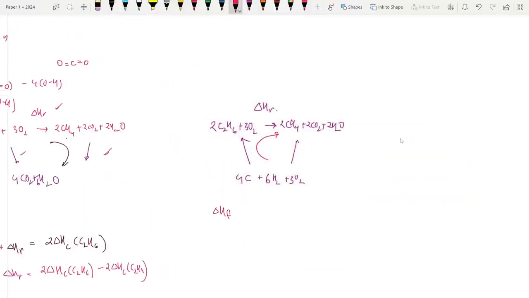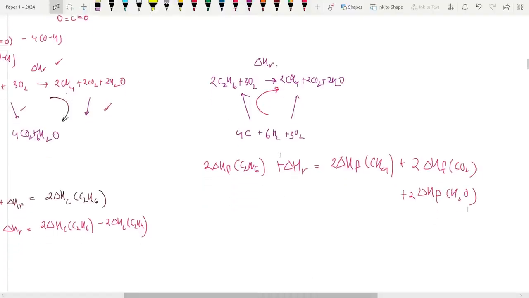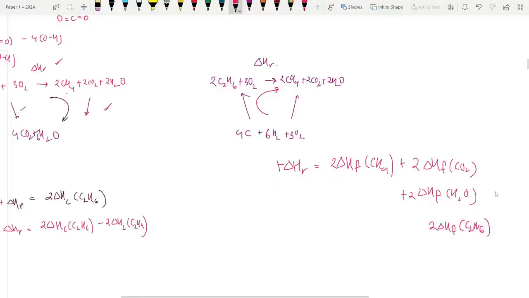So del H formation: 2 times del H formation of C2H6 plus del HR is equal to 2 times the del H formation of CH4 plus 2 times del H formation of CO2 plus 2 times del H formation of H2O. So that's that. If you make del H the subject, the minus sign should come over here. So this is what we're looking for.